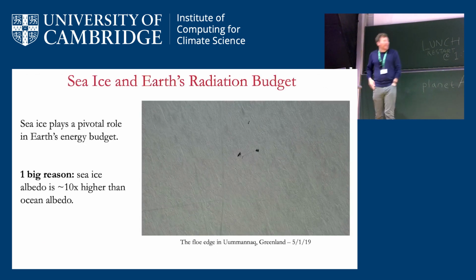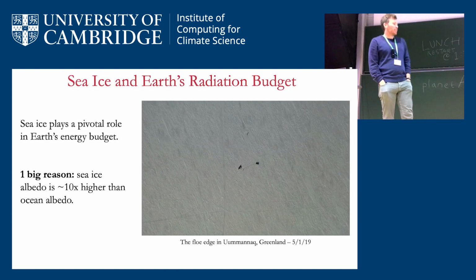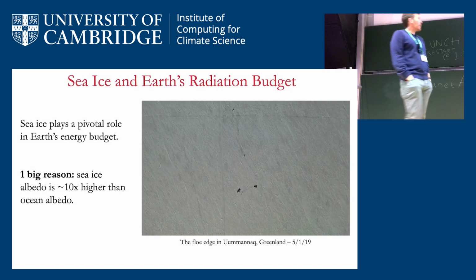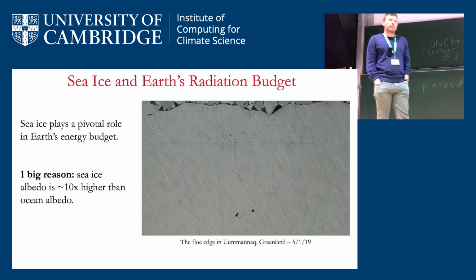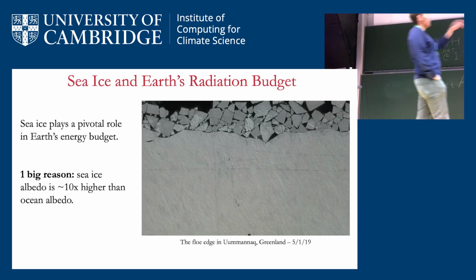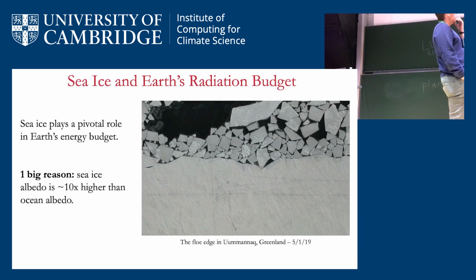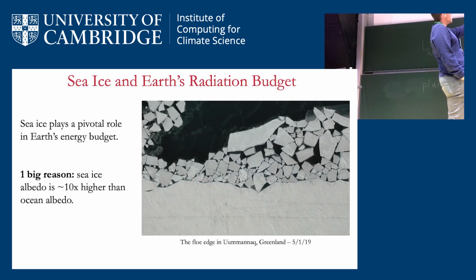And so the reason we care about it is not just because it's going away, but because it has profound consequences for Earth's energy balance and climate. So this is us in West Greenland in 2019, and you can see me, that's my shadow down there, and we're crossing a sea ice edge.